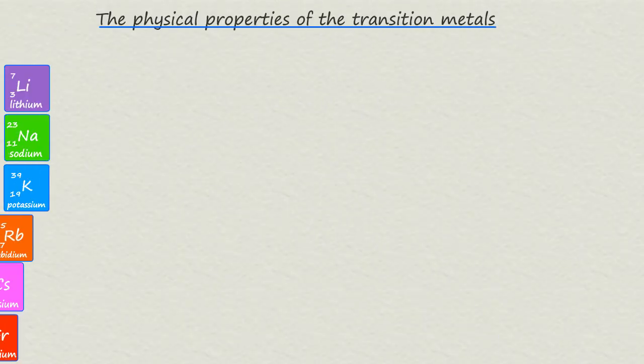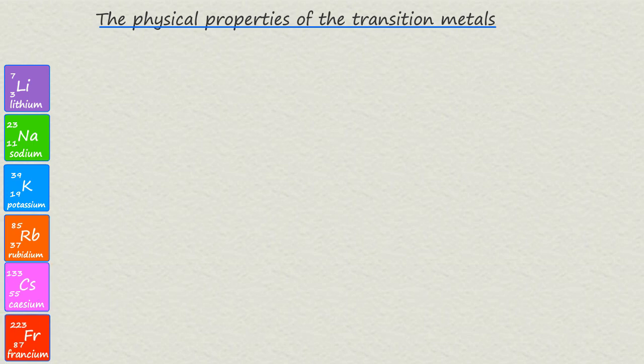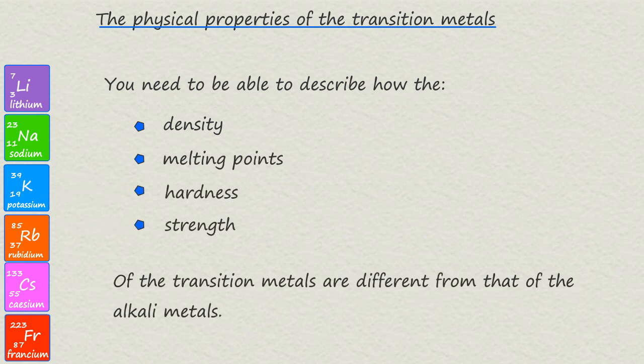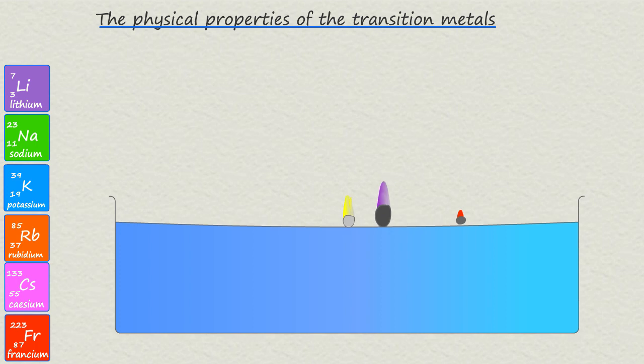In an earlier video, we looked at the physical properties of the Group 1 alkali metals, lithium, sodium, potassium, rubidium and cesium. So how do the physical properties such as density, melting point, hardness and strength of the transition metals compare with these alkali metals? Well, let's start off by looking at density.